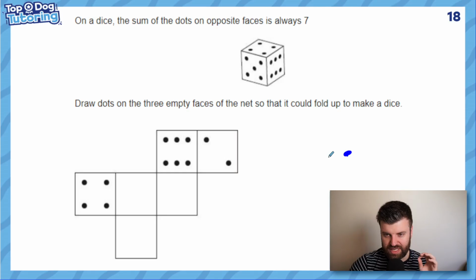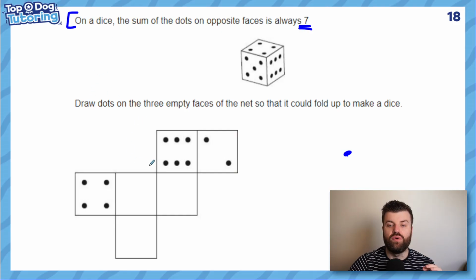Oh, I like this question. I like this question because this is spatial awareness now. This is pure geometry. Can you imagine what a cube would look like, in this case a dice, if the net is folded up? On a dice, the sum of the dots on opposite faces is always 7. This is true, by the way. If you go and grab a dice, if you've got any board games or anything at home, grab a dice, opposite sides always add up to 7.